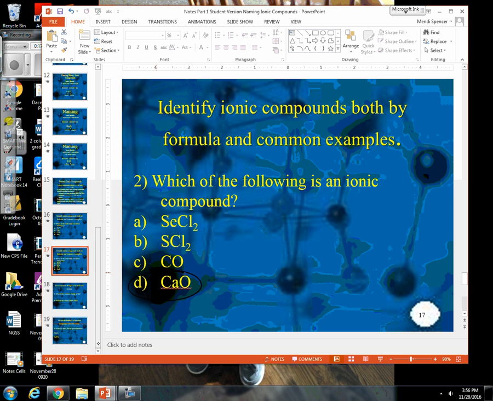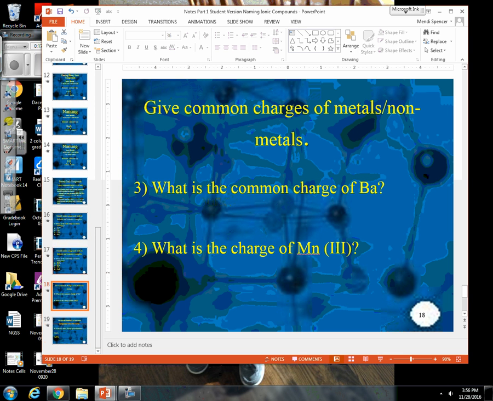So let's go to our third and fourth questions on this slide. It asks you to determine the common charge of barium, and also asks you what is the charge of manganese 3. So go ahead, pause the video for a few minutes, see if you can figure out your common charge of both of these elements.